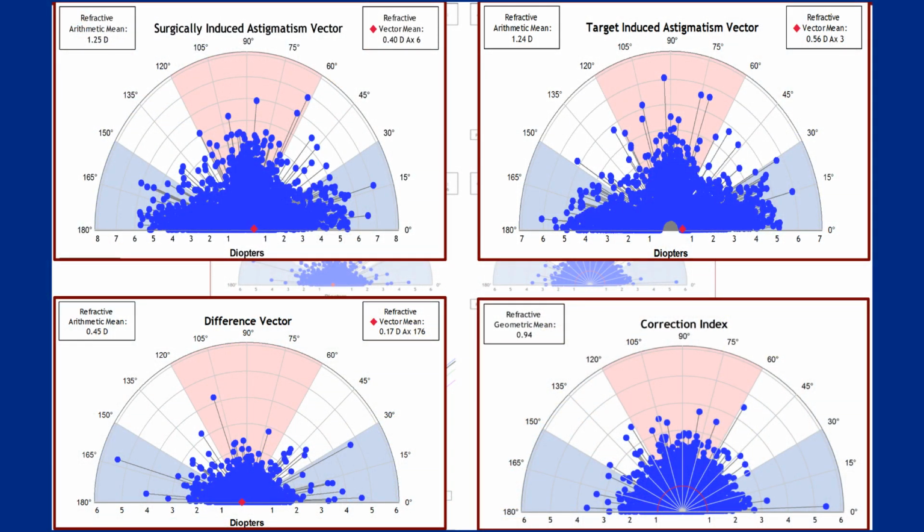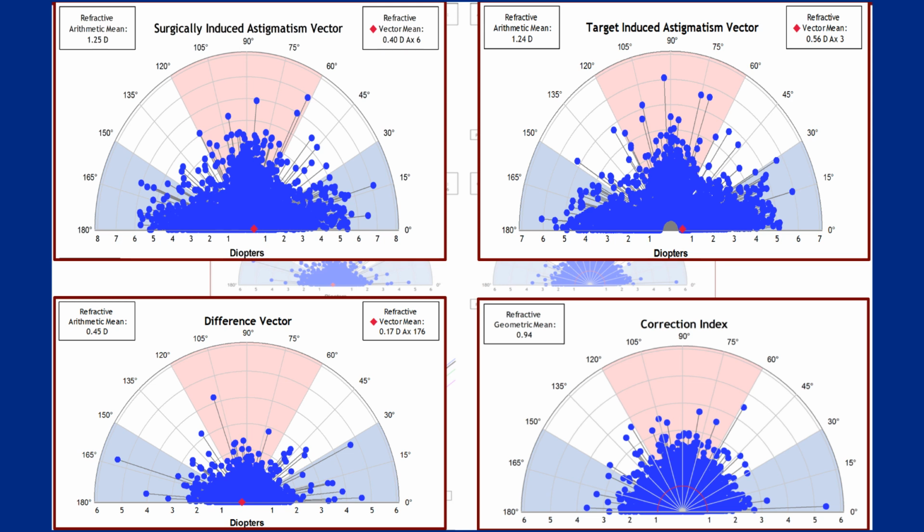So on the top left hand is the surgically induced astigmatism, and the right hand side is the target-induced astigmatism vector. It has their magnitude means, it has their summated vector mean, and then you move down to the bottom left-hand corner, you have the difference vector, and the question you just asked is how do you compare results? So the difference vector is the metric. In a golf analogy, I call it the second putt. Obviously if you have no second putt, you actually put the ball in the hole. So the smaller the difference vector, the better the result. So you also have a summated vector mean of the difference vector as well as a magnitude mean.